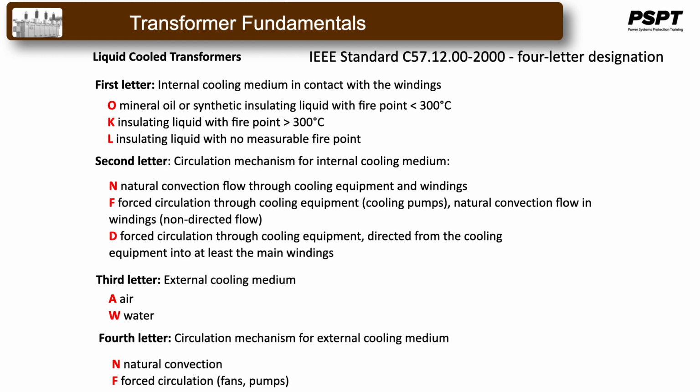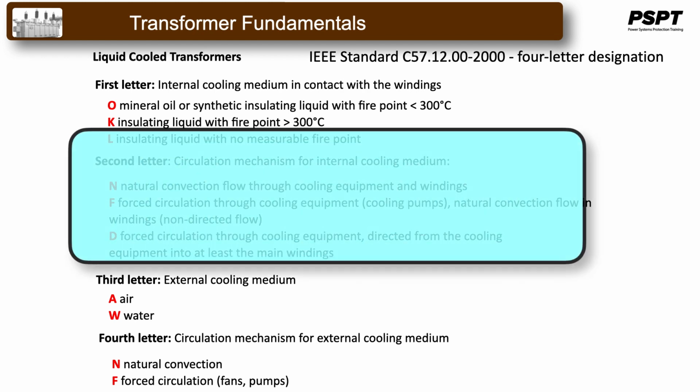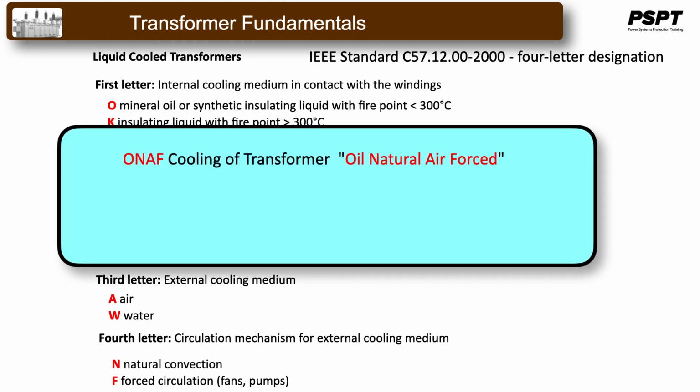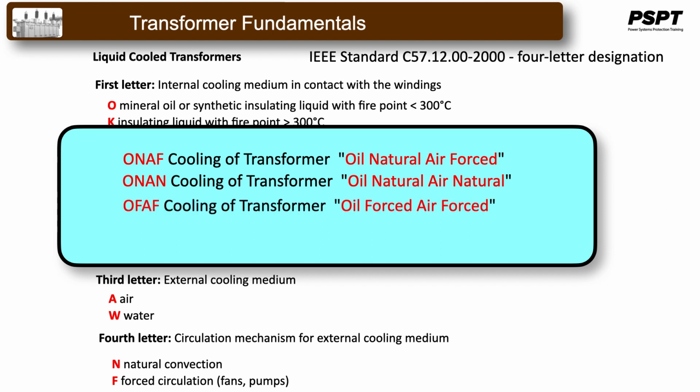Here's an example of what you might find stamped on a transformer: ONAF, which stands for oil, natural, air, forced. ONAN stands for oil, natural, air, natural. And OFAF, cooling of transformers, stands for oil forced, air forced. And OFWF stands for oil forced, water forced.